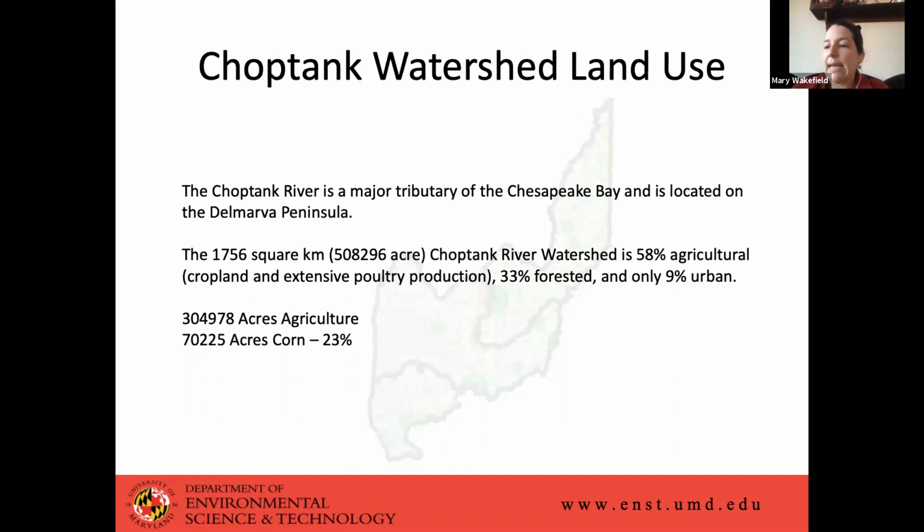Okay, so, Choptank watershed land use. The Choptank is a major tributary of the Chesapeake Bay. It's located on the Delmarva Peninsula. The watershed itself is 1,756 square kilometers, and 58% of that watershed is agricultural cropland. 33% is forested, only 9% is urban.